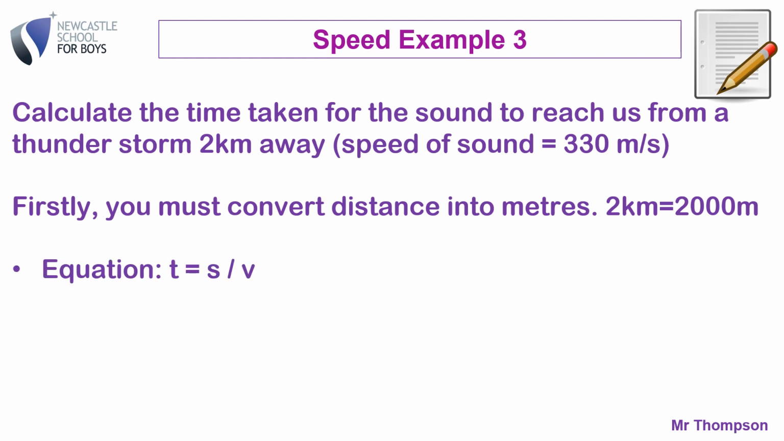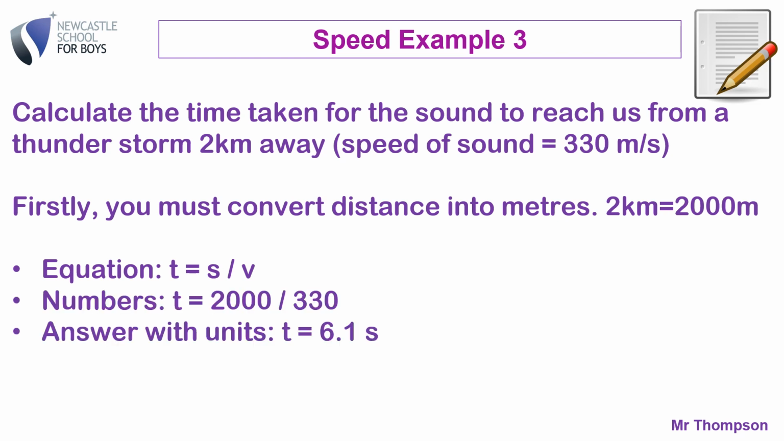Then you put it in the equation. Time is distance over speed. So it's 2,000 divided by 330, and rounded off you get an answer of 6.1 seconds. That's how long it takes the sound of the thunder to reach you. So you'd see the lightning almost straight away because that travels at 300 million meters per second, so almost instantly. And the thunder takes a little bit longer to reach us.